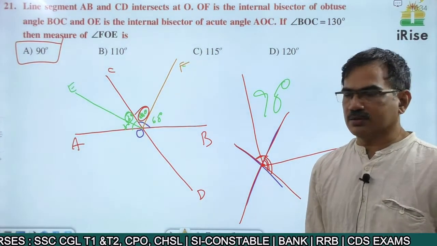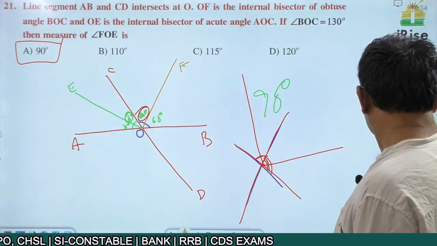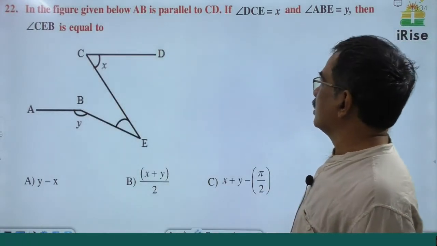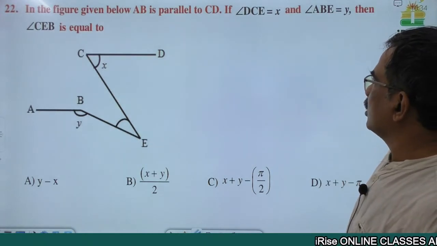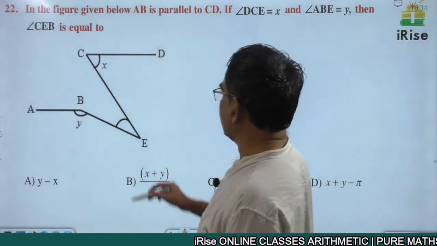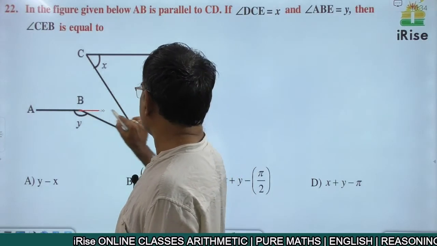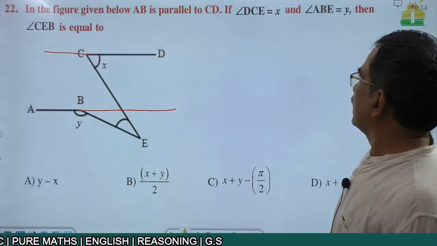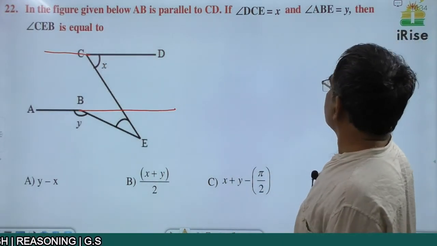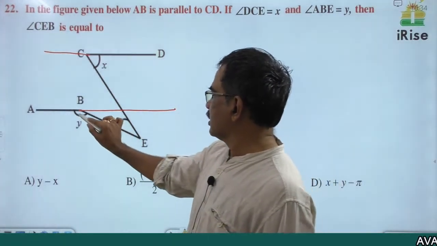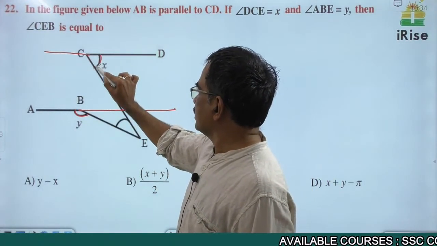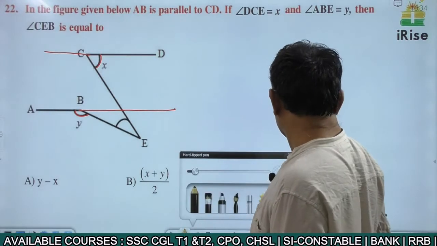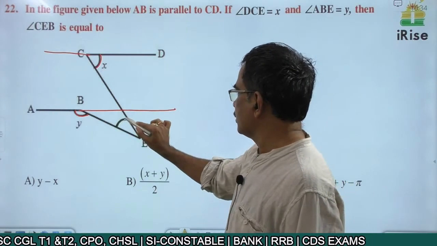Okay, next one. In the given figure below, AB is parallel to CD. Here, this line AB, I want to extend this line, parallel to CD. Angle DCE is X, ABE is Y. This angle is Y and this angle is X. Then what is CBE? We have to find this angle, CBE.